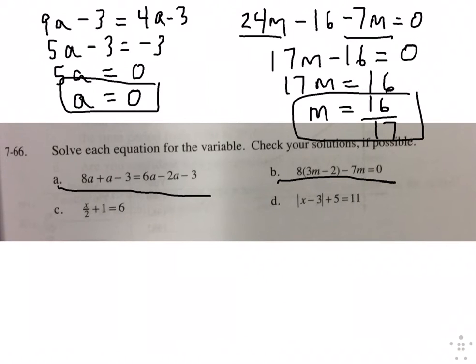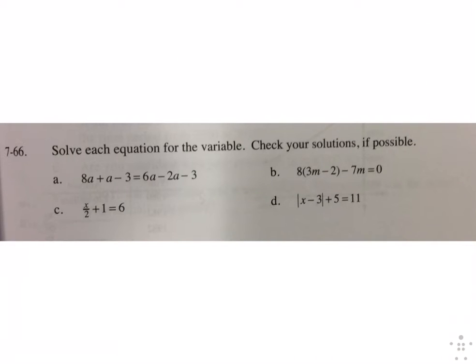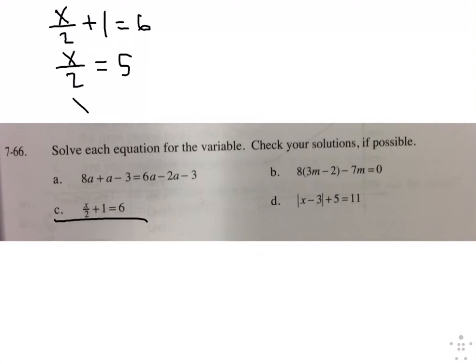Okay, let's move on to C. Let me make some more space here. So for C, the easiest thing to do, we have x over 2 plus 1 equals 6. Let's subtract 1 from both sides, and I have x over 2 equals 5. And then multiply both sides by 2, and I get x equals 10. And we've solved that equation. Again, these are all properties of equality, relatively straightforward.